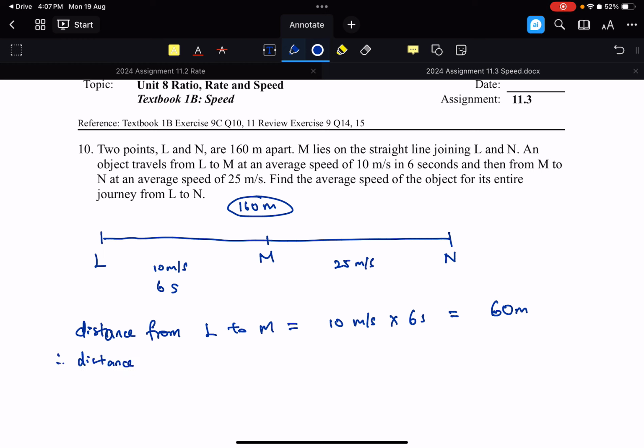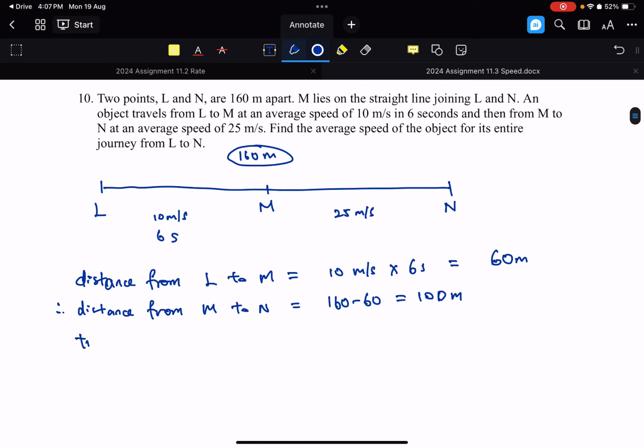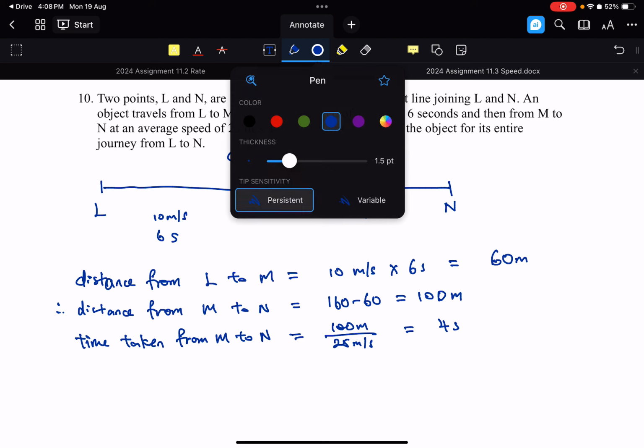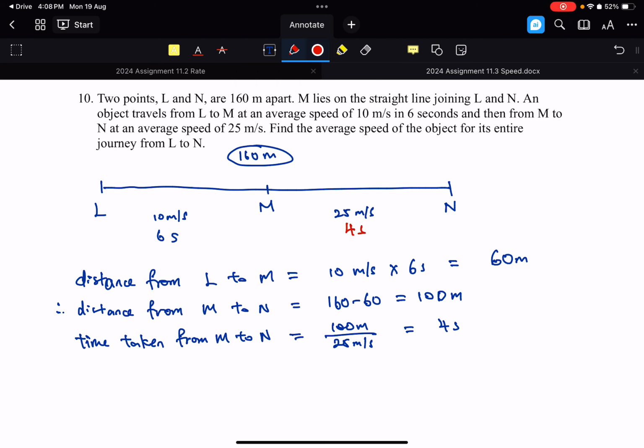Therefore, distance from M to N will be equals to 160 minus 60, 100 meters. Okay, so from here we can find the time, right? So time taken from M to N is going to be 100 meters over 25 meters per second, which gives us 4 seconds. Now we have all the information we need, right? This is 4 seconds. So from here, okay, we can find the average speed.